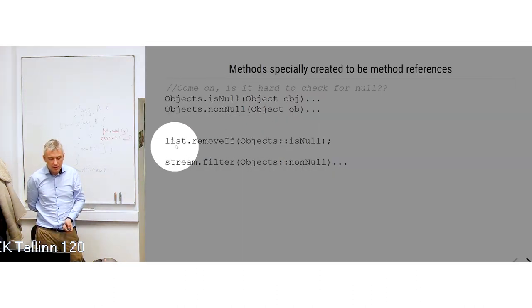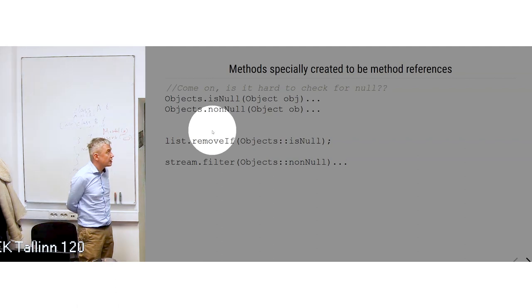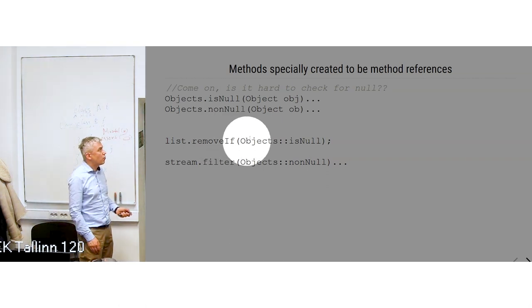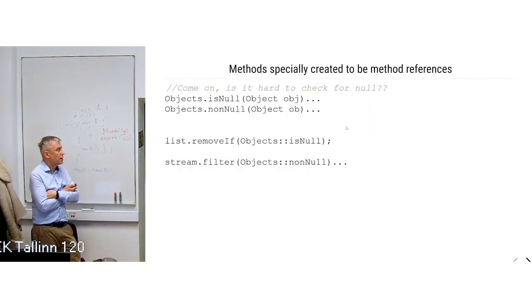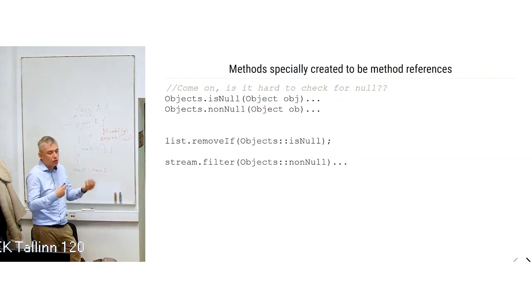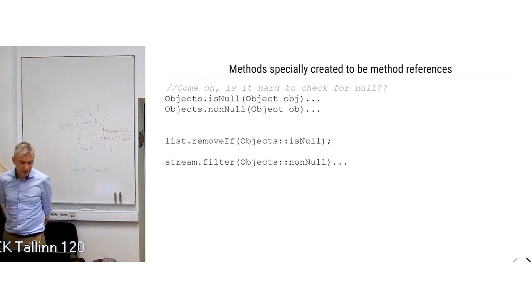Like this, list is just a list, and the list interface has a removeIf method, and removeIf accepts a predicate here. And this is actually a predicate, so we can remove all the null elements from the list using this single liner. Just concise and beautiful code here. And like stream filter Objects::nonNull. So here we are just using these methods. We are not calling them in ordinary code, like inside your methods, but you can pass these methods as method references.